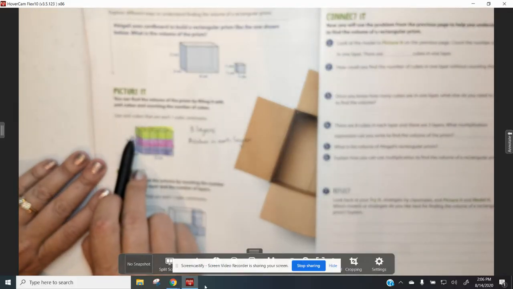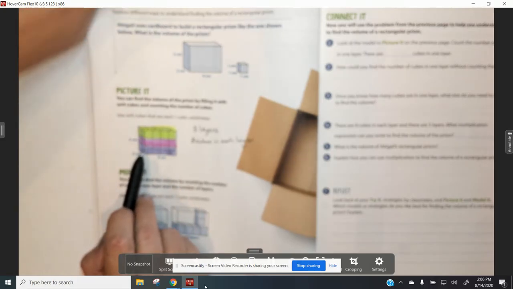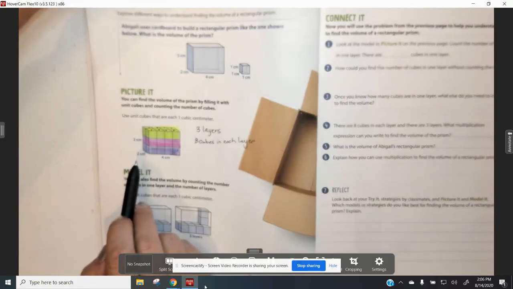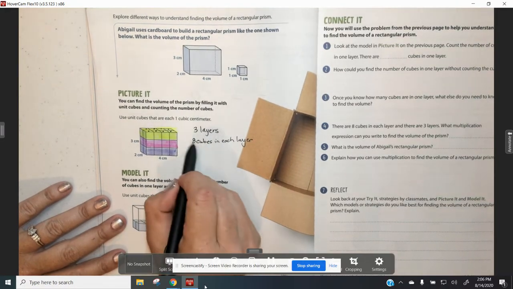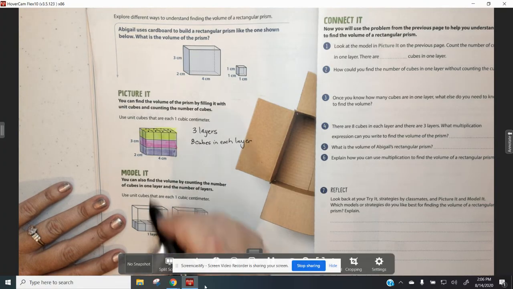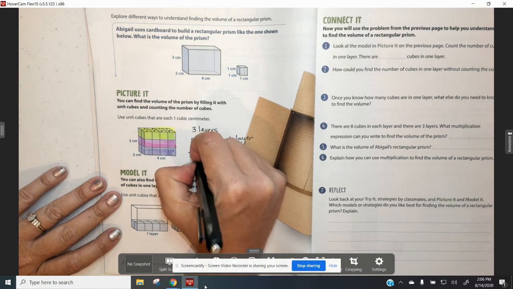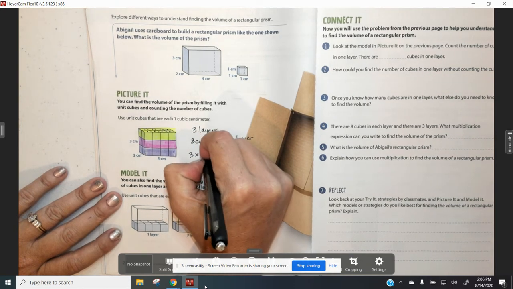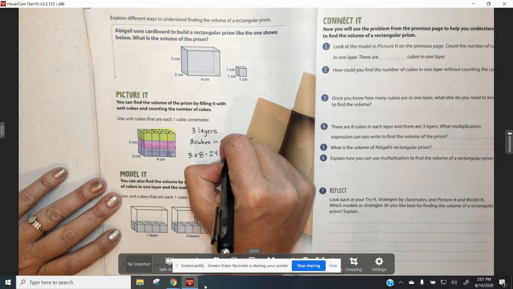Now remember, you don't count the sides of the cubes. You're only going to count the tops of the unit cubes. There we go. Once we know how many layers we have and how many cubes there are in each layer, then we can go ahead and write a multiplication sentence. So there are 3 layers times 8 cubes, which equals 24 cubic.